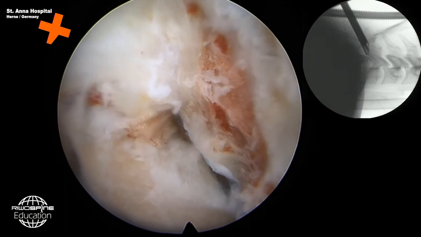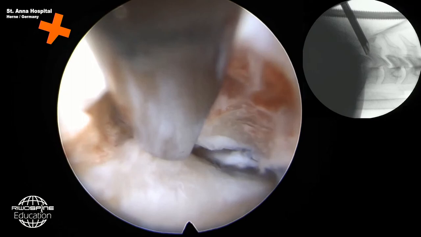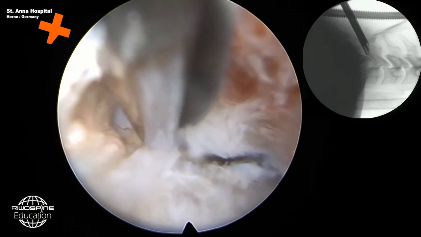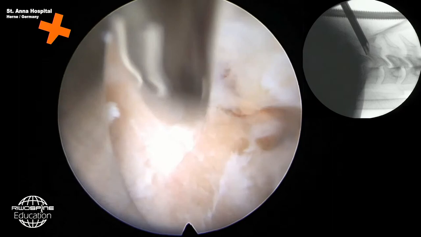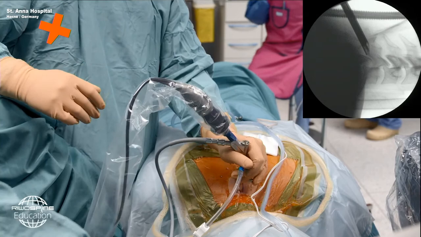Then the drill again, please. That's the tip here of the ascending facet. And now we start with bone resection at the caudal lamina. Here in this case, a young man with a lot of bone, so we have to take our time for that.